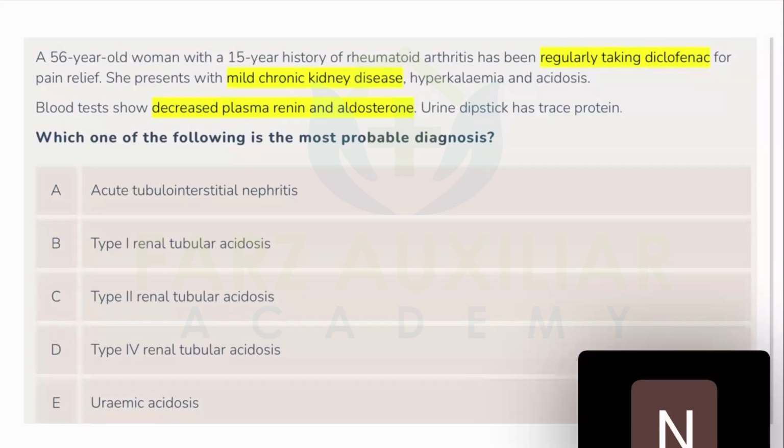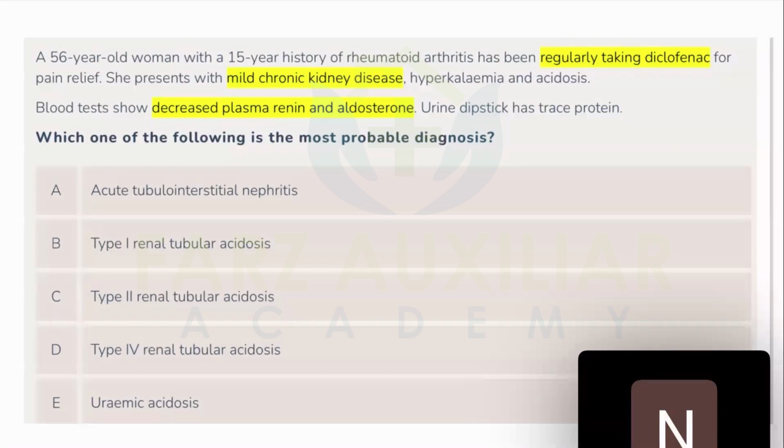But they have told us that there is decreased plasma renin and mild CKD. Acute tubular interstitial nephritis does not present with a CKD-like feature, right? It is an acute cause. So why the CKD? That is not explained by the interstitial nephritis. A patient cannot have both acute kidney disease and chronic kidney disease simultaneously, right? So it's not that. It's one of the renal tubular acidoses.